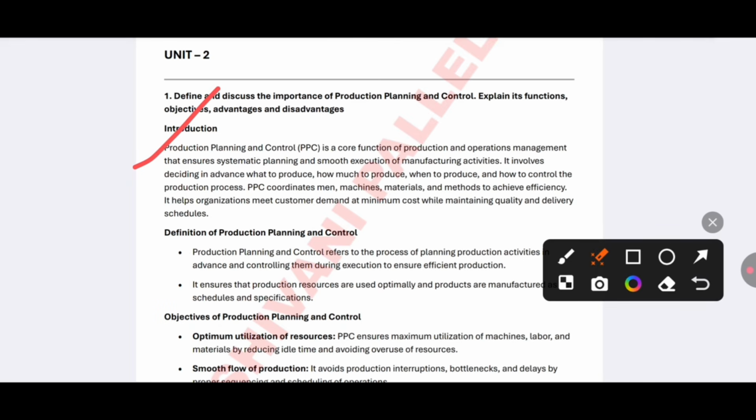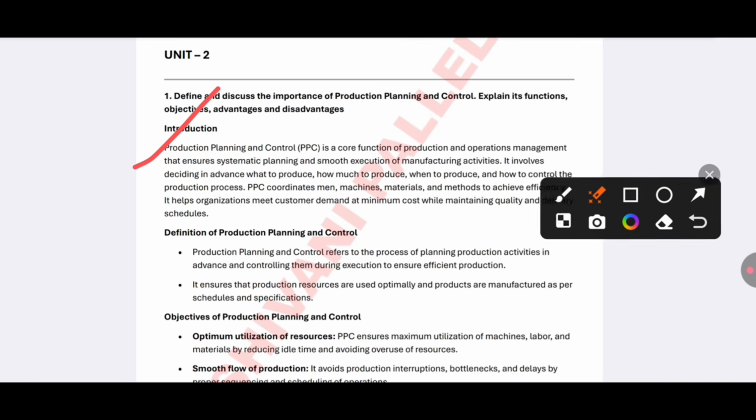Production planning and control coordinates men, machines, materials and methods to achieve efficiency. To achieve efficiency and performance, it combines all the men, machinery, and whatever resources are used in the organization. It helps the organization meet customer demand at minimum cost, reaching customer satisfaction with minimum expenses while maintaining quality and delivery schedules. Everything on time, on quality, and less expensive. To ensure that, production planning and control will be useful. Then what is the definition?